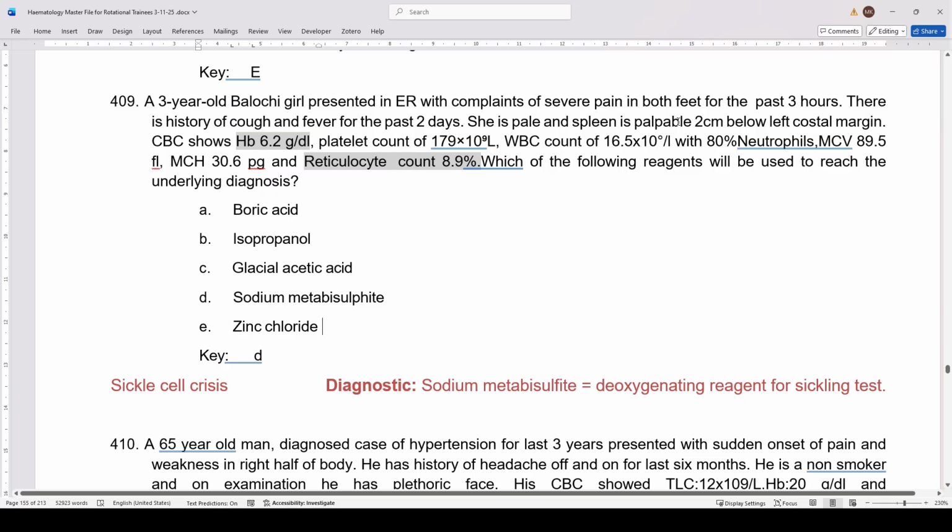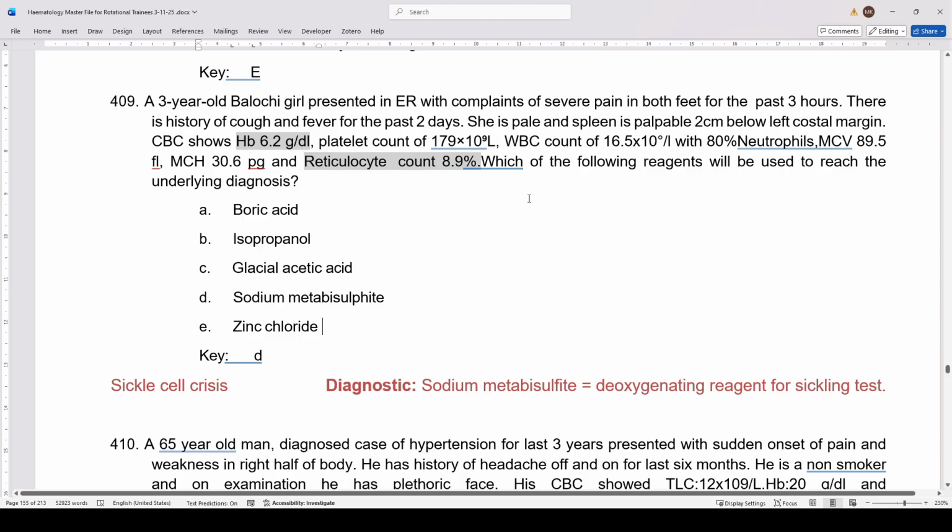She is pale, spleen is 2 centimeter below the costal margin. HB is 6.2, platelets normal, WBC count is 16, neutrophilia maybe due to infection, MCV is 89, MCH is 30, and reticulocyte count is 8.9. Here is the clue. Hemoglobin is low, so it is a case of hemolytic anemia, and this shows that it is a sickle cell disease.